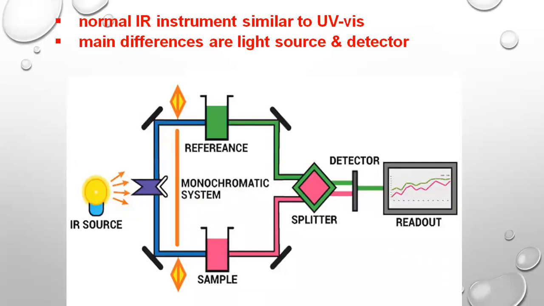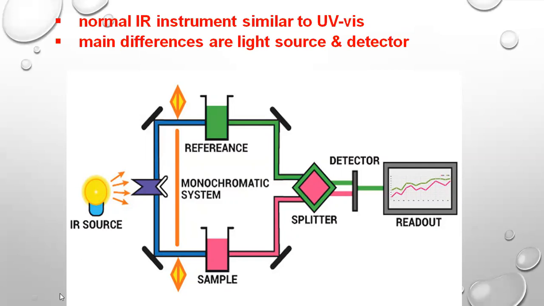First, we discuss the normal instrument of IR. The normal spectrophotometer of IR spectroscopy is more or less similar to UV visible spectrophotometer. But the main difference is the light source and detector. In UV visible spectrophotometer, the light source provides ultraviolet radiation or visible radiation or both. But in case of IR spectrophotometer, the light source only provides infrared radiations.